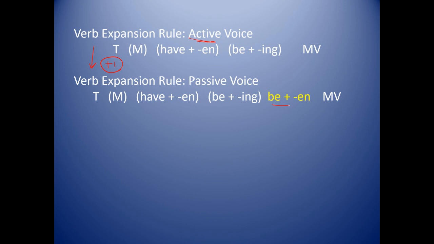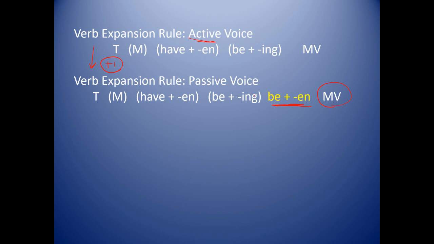So you'll notice here, there's this be plus en. In the passive voice verb expansion rule, it's exactly the same. The only thing that's different is right before the main verb, I'm going to add in be plus en. You'll notice there's no parentheses around it. Remember, parentheses means that it's optional, but the be plus en has to be there. Now, I didn't add the word been, B-E-E-N. I added be plus en. Sometimes the word been will end up being there, but I'm not literally adding the word been. I'm adding be plus en.